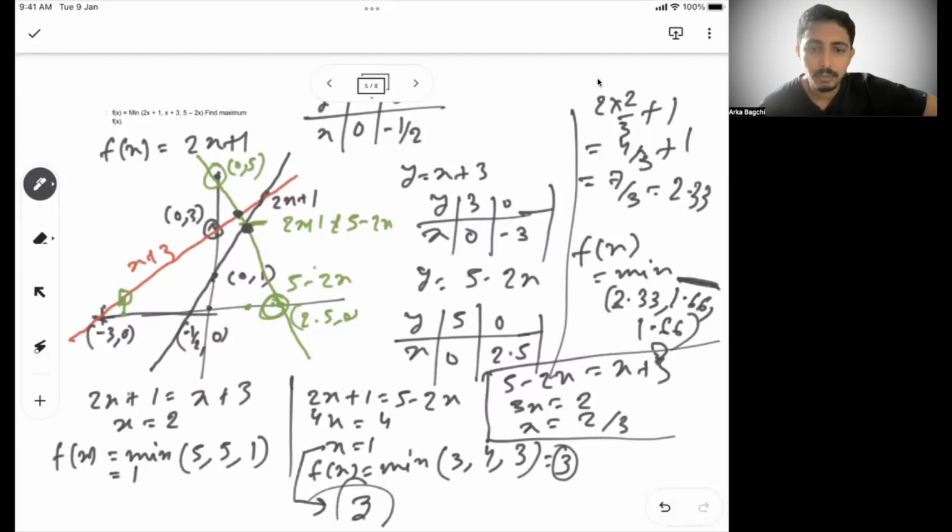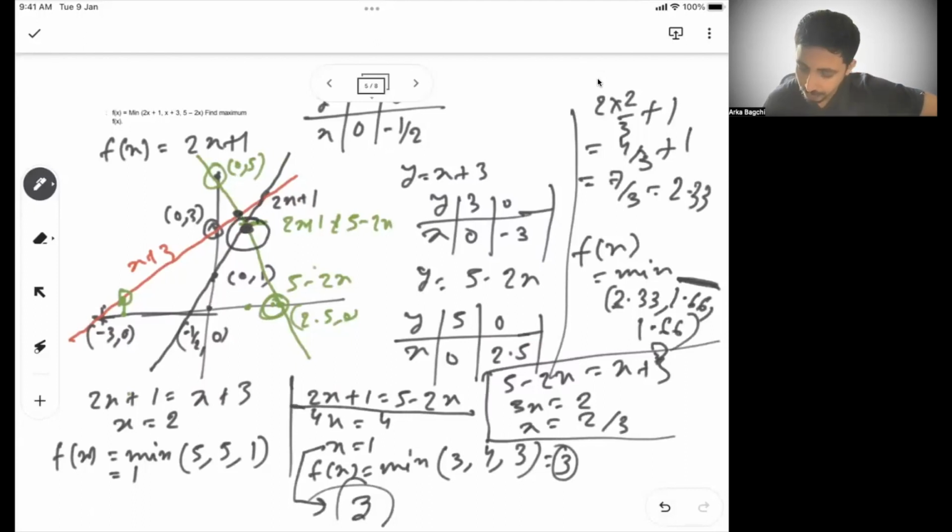What is x equal to 1? When 2x plus 1 is equal to 5 minus 2x. 2x plus 1 is the black line, and 5 minus 2x is the green line. So the black line and the green line, this is where I'll get the maximum of f(x).